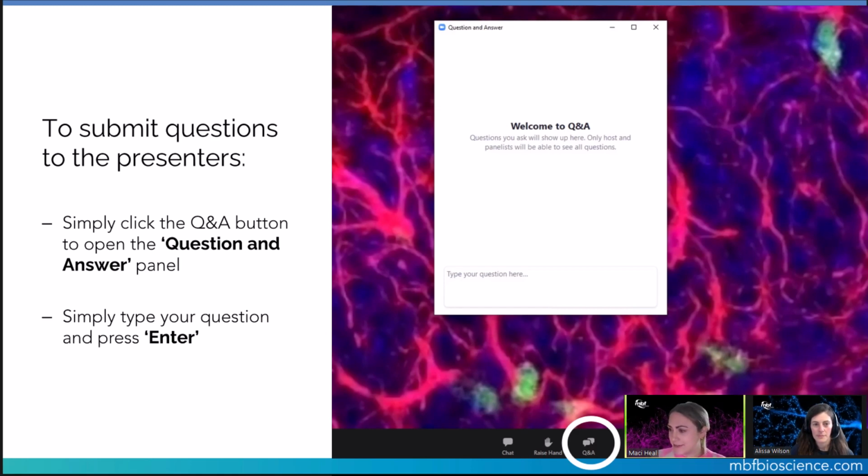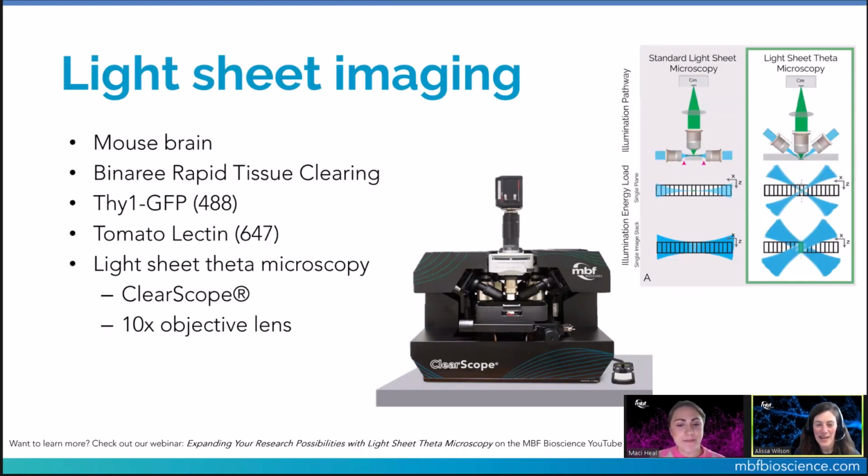Now for the fun stuff, Alissa. So the image data that we're going to explore is from a cleared transgenic mouse brain expressing GFP under control of the Thy1 promoter to visualize those motor and sensory neurons. And we also see tomato lectin in red showing the microvasculature.